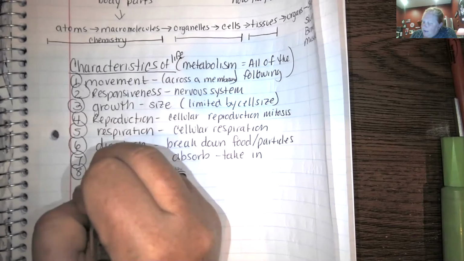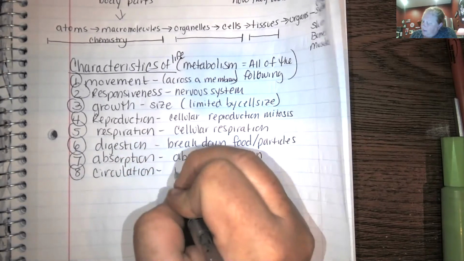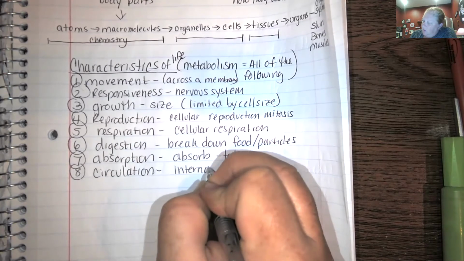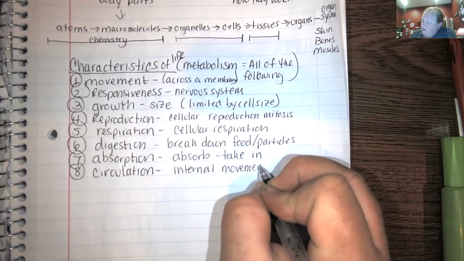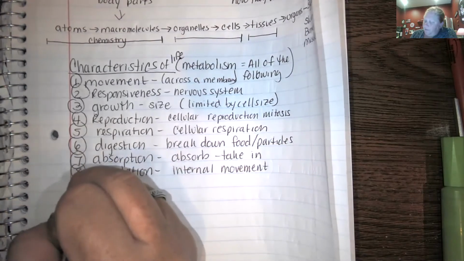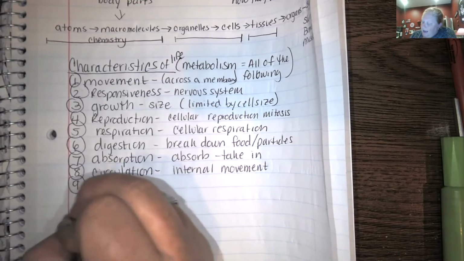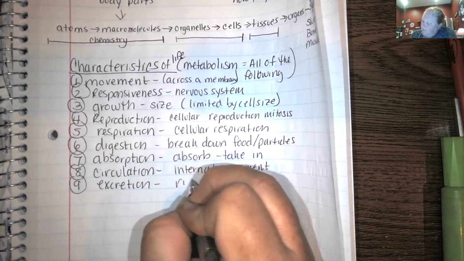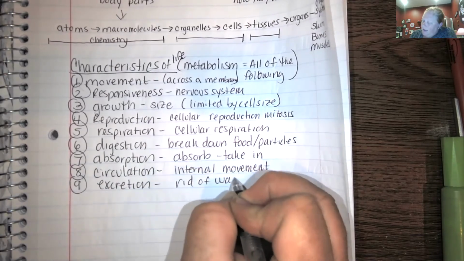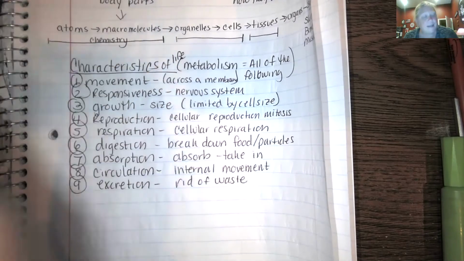Number 8, circulation. You got to have movement, internal movement of products. So movement, but circulation, internal movement, circulation of water could be one. Number 9, excretion. Got to be able to release waste products. Keep in mind that waste products doesn't necessarily mean urine and fecal material, but could also mean carbon dioxide.